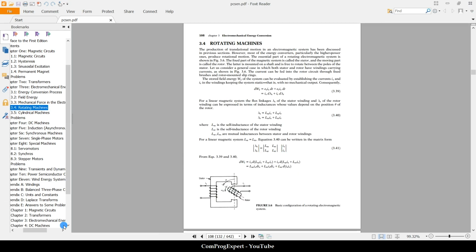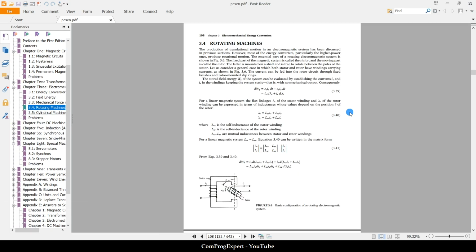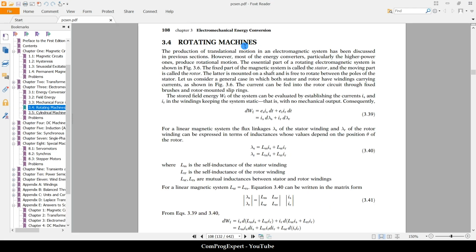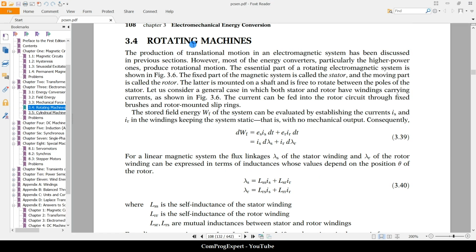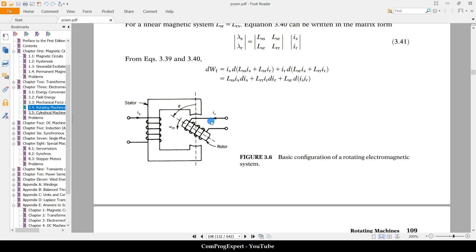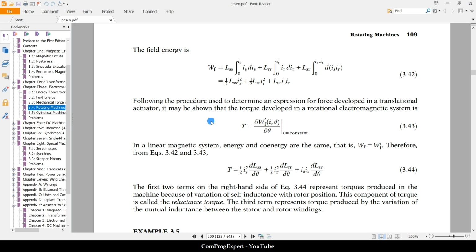rotating machines, we have equations for calculation of the torque. Before this section, until this section 3.4, we discussed equations for calculation of the force. But when we have rotating objects in the structure, we can use energy formulation, the same formulations, to calculate the torque in this case instead of force.